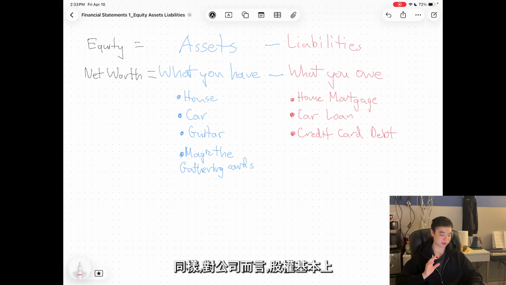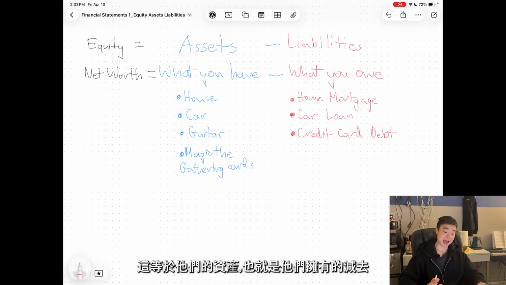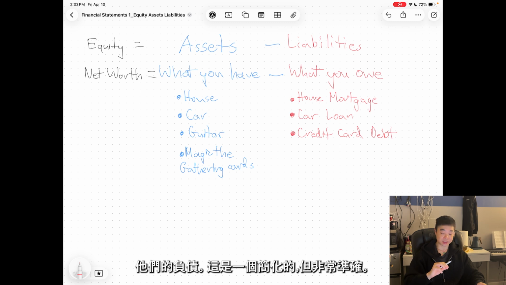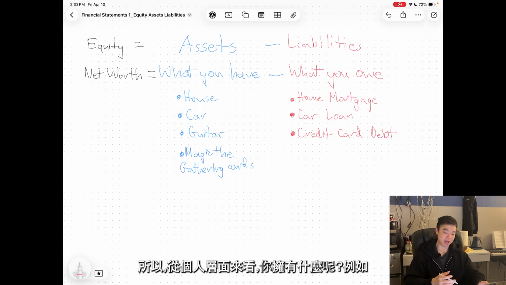And similarly with a company, equity is basically the company's net worth. And that equals their assets, what they have, minus their liabilities, what they owe. This is simplified, but it's very accurate. If you understand this concept, you understand more than most investors out there. So looking at what you have on a personal level, well, that's house, car, guitar, all your stuff.